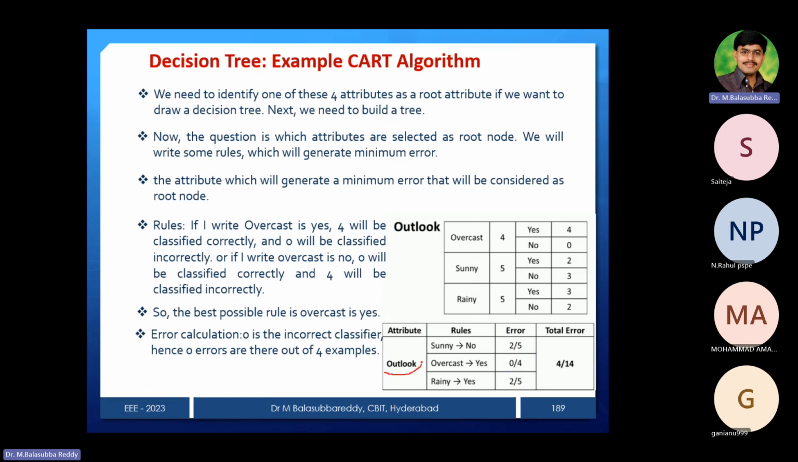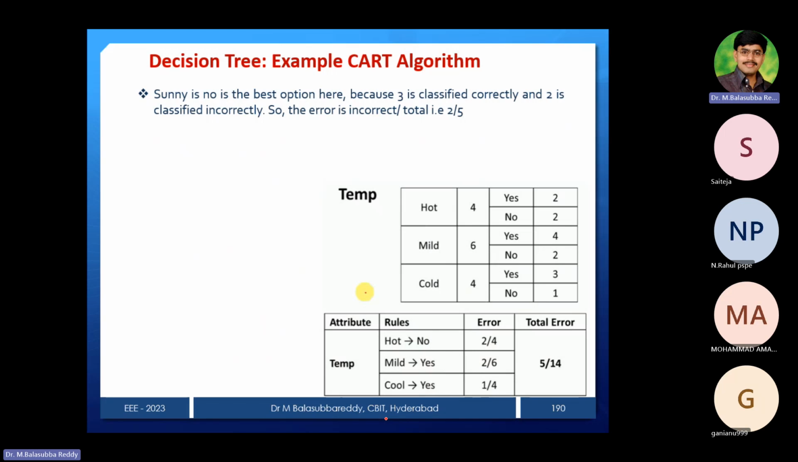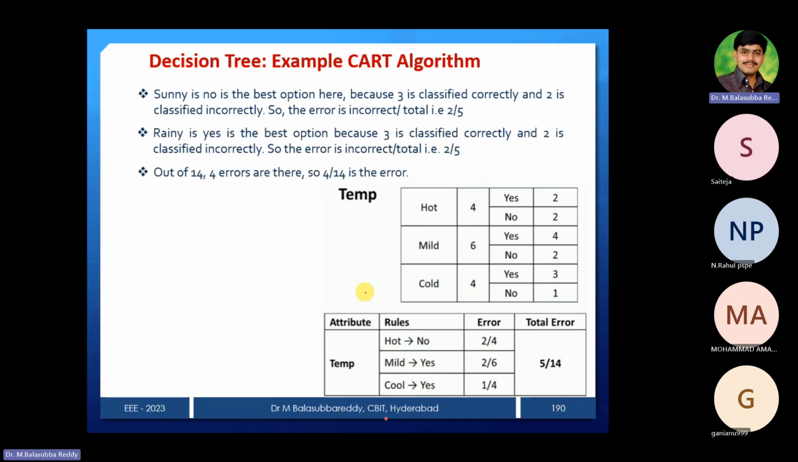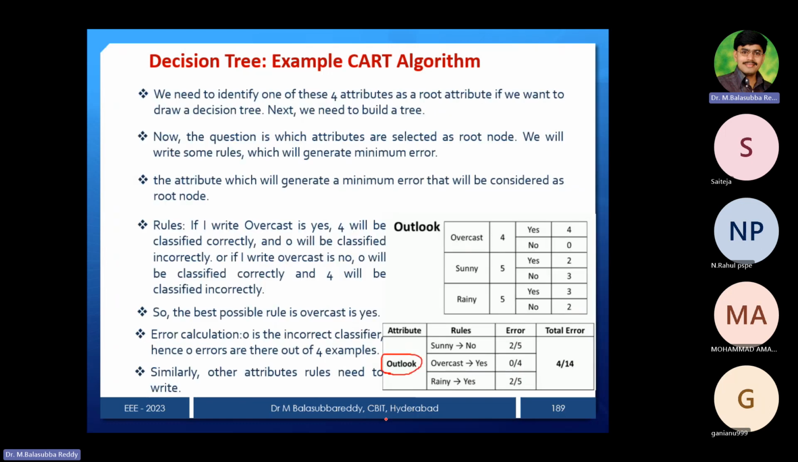If I take Outlook, it is your root node. That is one point. But we cannot conclude that Outlook is the root node. Once I have taken Outlook, next I have to take Temperature. Now we calculated the total error: 4 by 14 is your total error. You can see that 4 by 14 is your total error if I take Outlook as your root node.